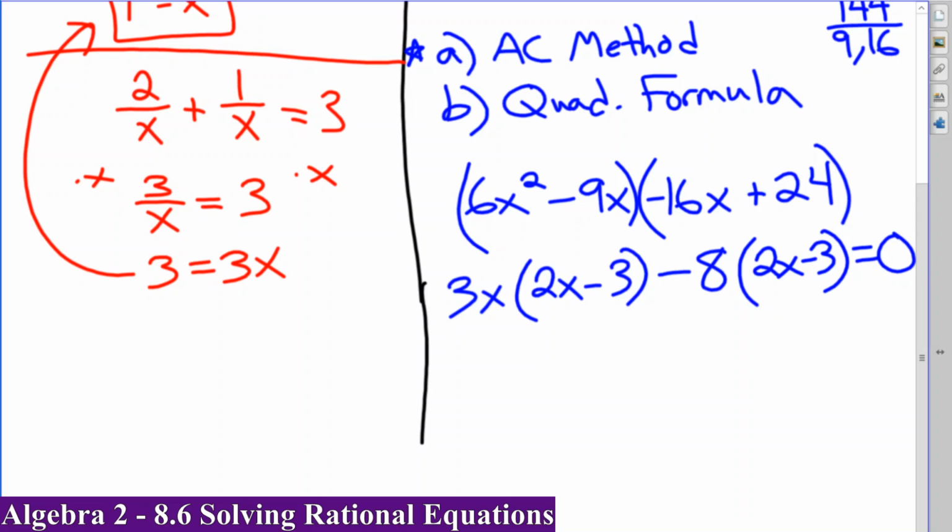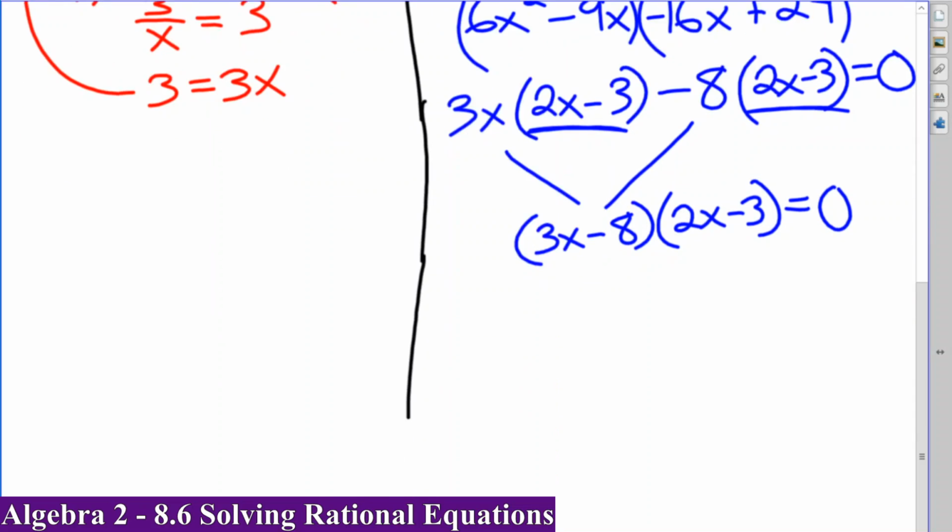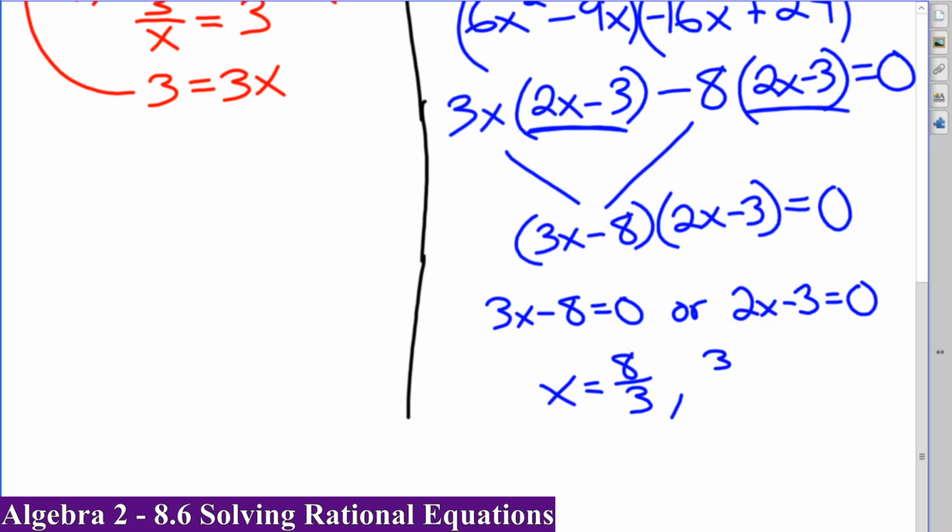So I'm at this point, and I notice once again, we got the same thing in each parentheses. So we're going to bring our GCFs together. And I have my two factors. And now we set each factor equal to 0 and then solve. So x equals a positive 8/3 or a positive 3/2.